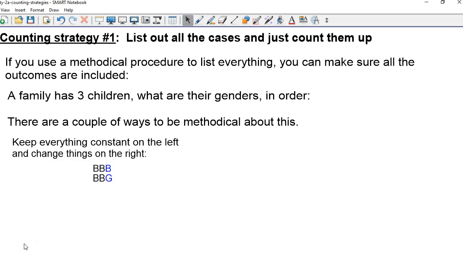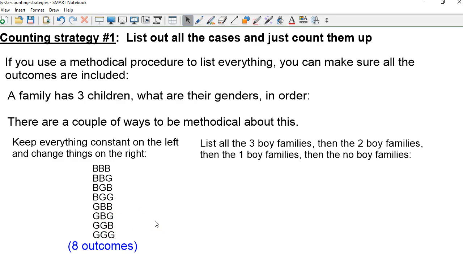So we could list boy, boy, boy, and then boy, boy, girl. And then we could say, okay, let's move back one level to the second child and change that person from boy to a girl, and then we'll again run through all the possibilities for the third child. The girl, it could be boy, girl with boy, and then boy, girl with girl. And then once we've got that, we can do a copy of that, except this time with girl being the choice for the first child. So girl, boy, boy, girl, boy, girl, girl, girl, boy, girl, girl, girl. And then when we count that up, that's a total of 8 possible outcomes there.